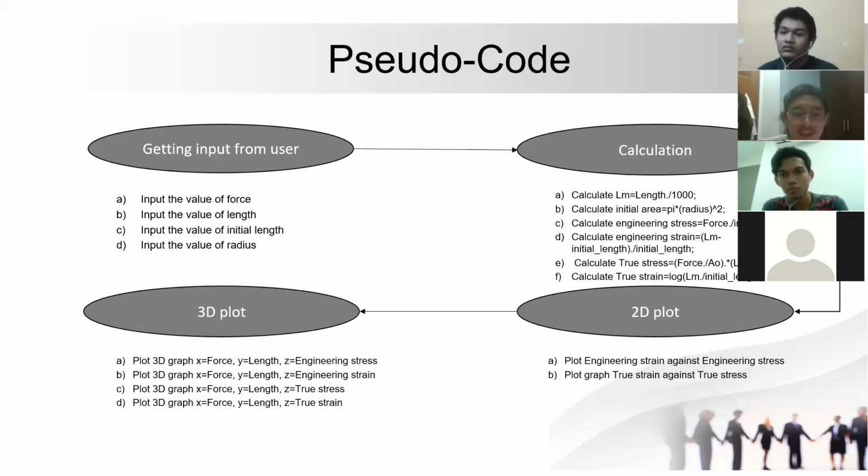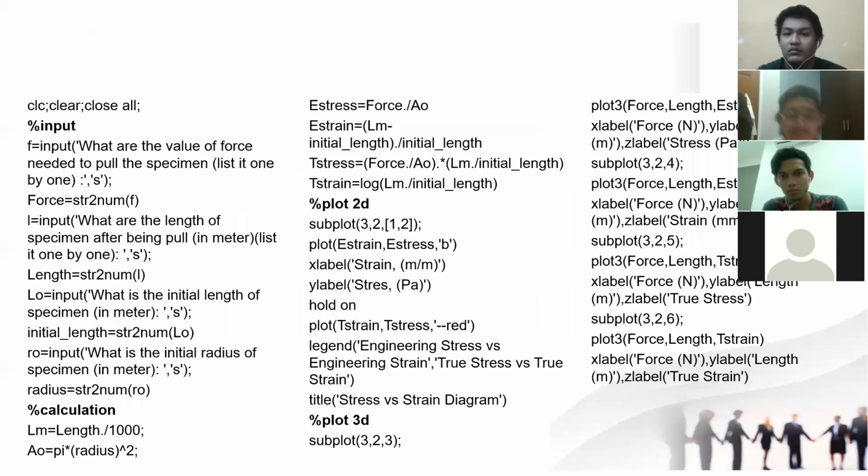For the third graph, we put y equal to length, x is the force, and z is the true stress. And for the last 3D graph, y is equal to the length, x is the force, and z is the true strain. So that's all for the pseudocode.